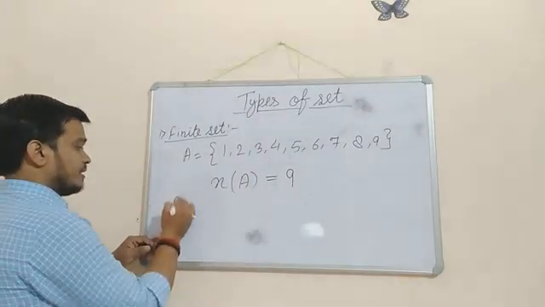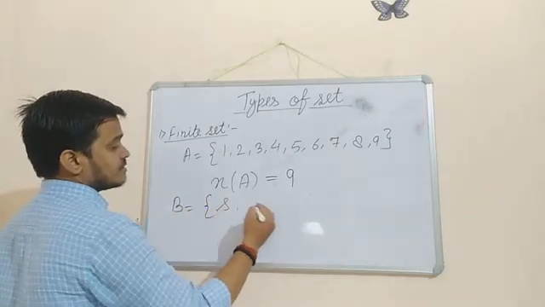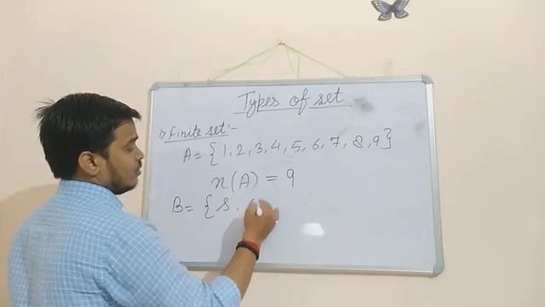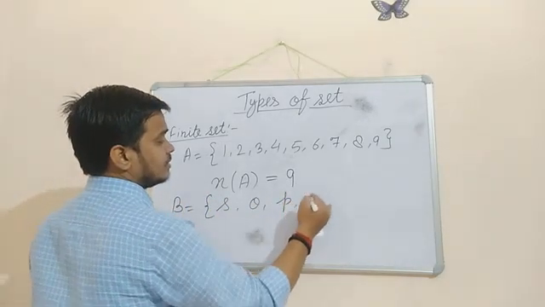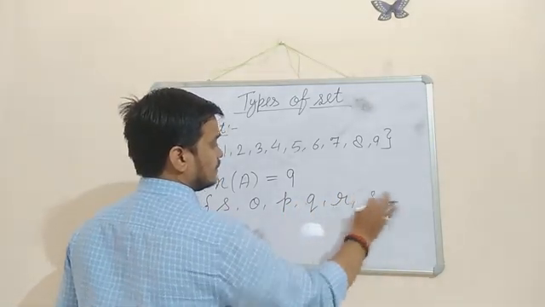Like one more set, B, with elements P, Q, R, S, T.